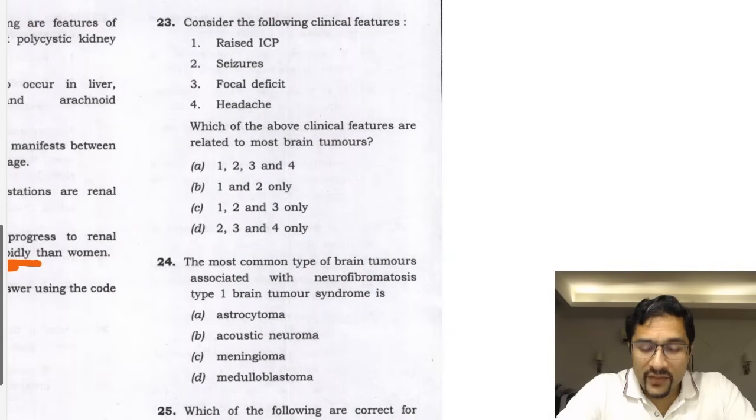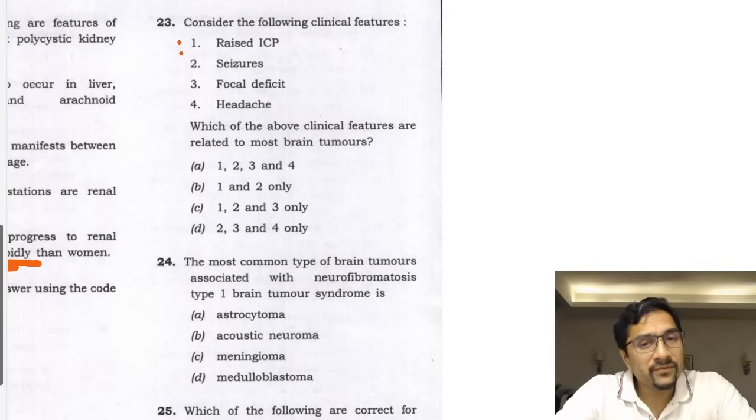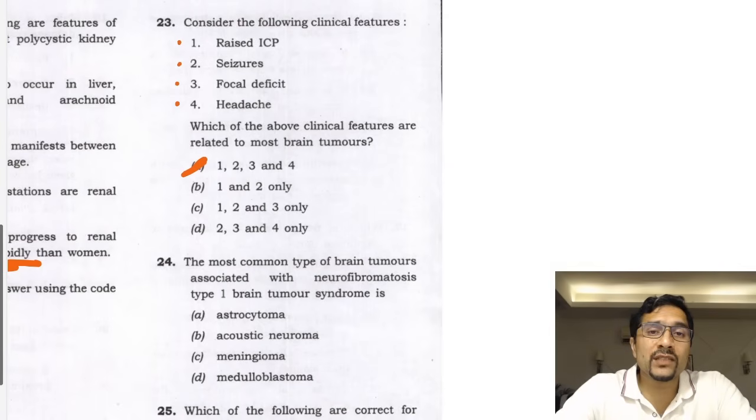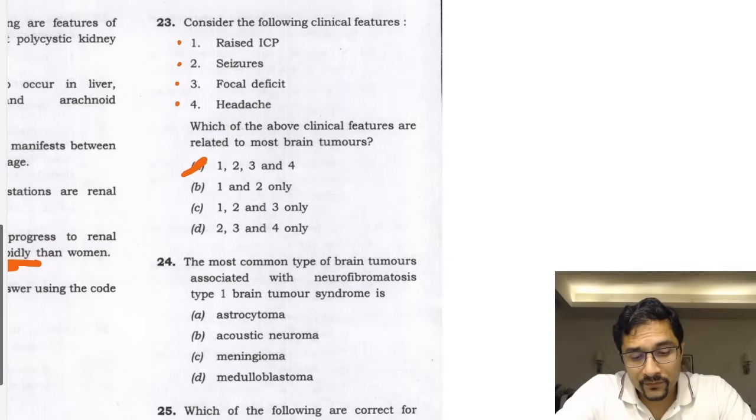Consider the following features. Which of the following are signs of brain tumors? Raised ICP, seizures, headache, focal deficit. All four are signs of CNS tumors. Patient can come with any of these four signs and you should be aware of that.